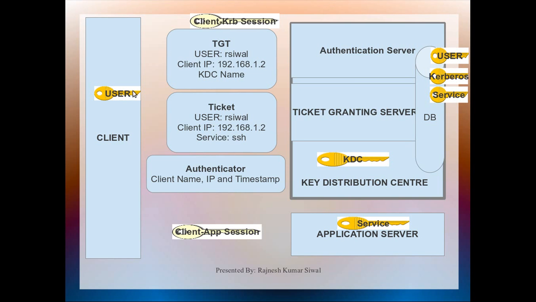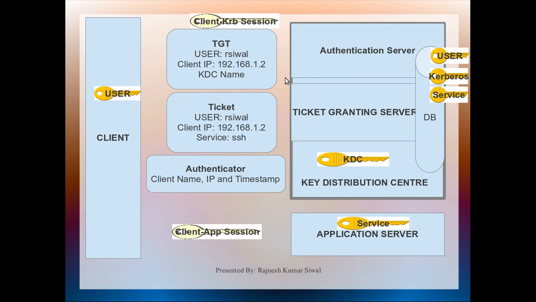How does it happen? Okay, now the user has proved its identity to the key distribution center, and he has received a ticket granting ticket which is encrypted and cannot be read by the user. This ticket granting ticket is valid for a particular interval of time. It could be 24 hours, that's specified in the TGT, and you can modify that while configuring the KDC. Now this user says to the KDC, I want to access the SSH service on this application server.